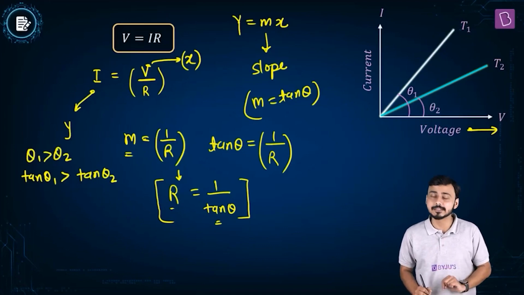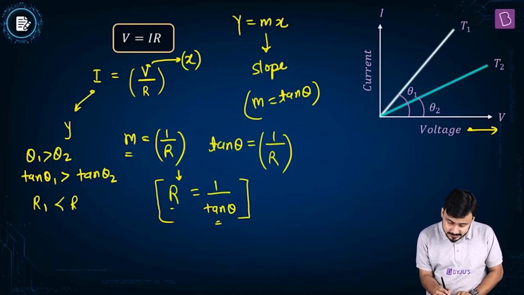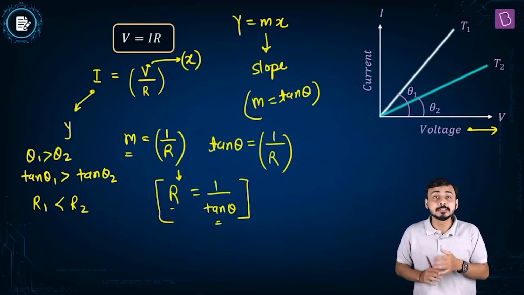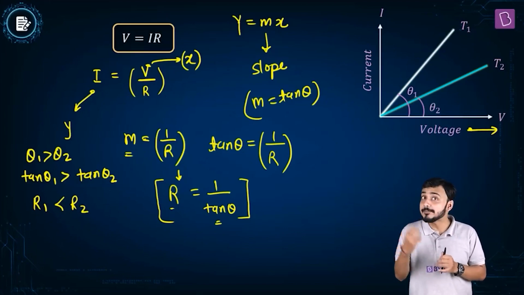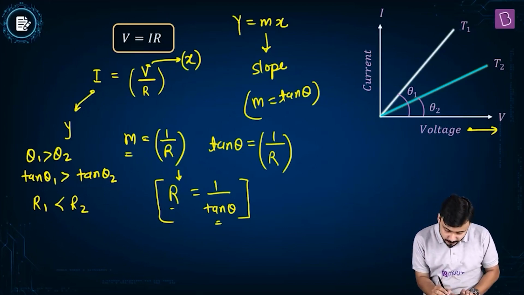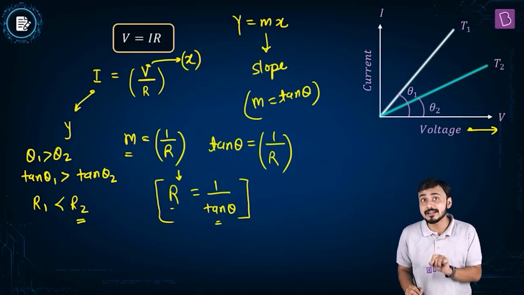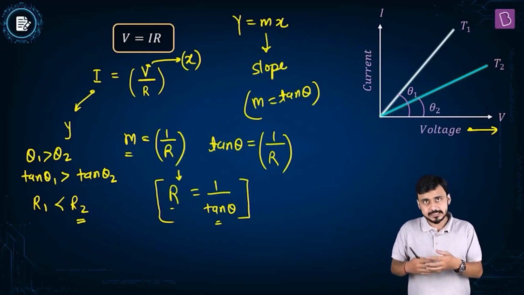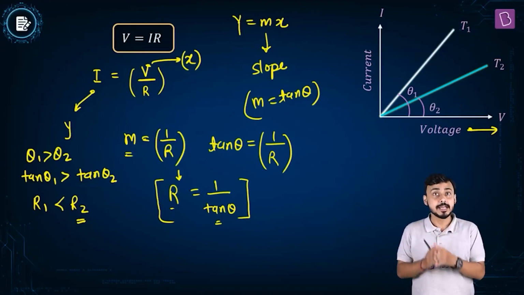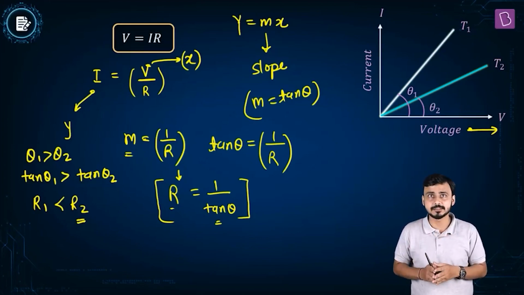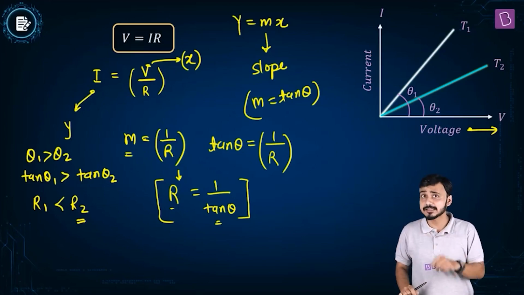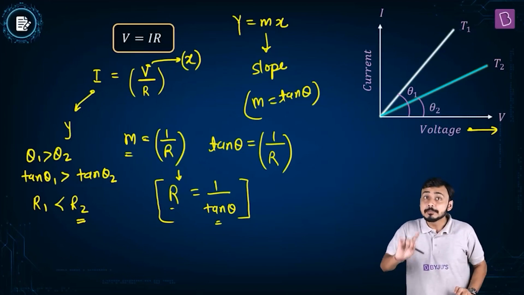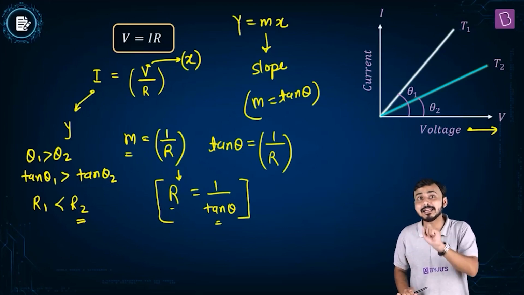So if tan theta 1 is greater, that means R in the first case is less than R in the second case. Right? Now for a metal, if you increase the temperature, the resistance increases. So more the temperature, more should be the resistance. R2 is more, that means the temperature of the metallic conductor corresponding to the resistance R2 should be more. More the temperature, more will be the resistance. In what case? In the case of metals, not in the case of semiconductors. There's a different logic, right? In the semiconductors, you have studied in theory, there is some difference, right?